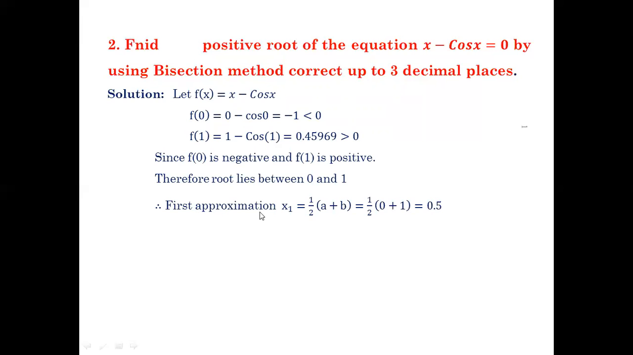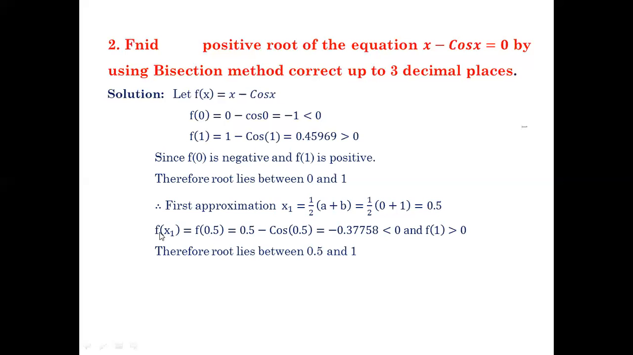Therefore, the first approximation x1 is equal to 1 by 2 into (a plus b). a is 0, b is 1, so 1 by 2 is 0.5. Then find f of x1. In f of x, replace x by 0.5, that is 0.5 minus cos of 0.5. You find this in terms of radians by using a logbook or a scientific calculator, which is equal to minus 0.37758, a negative, less than 0. Then the positive value from the previous step, f of 1, is greater than 0. Therefore, the root lies between 0.5 and 1.